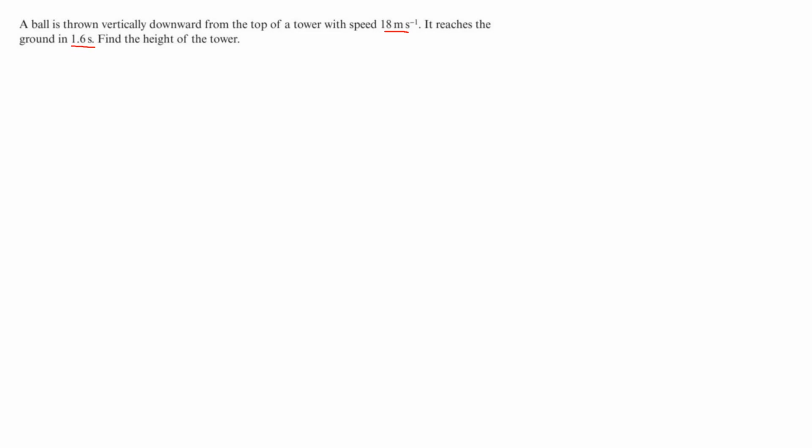So first thing we want to do is draw a diagram. So this is the ball. This is the height, right? And we know t equals 1.6, and therefore the initial velocity is 18 meters per second. All right. Now, we're missing two things. We're missing the final velocity and the acceleration.